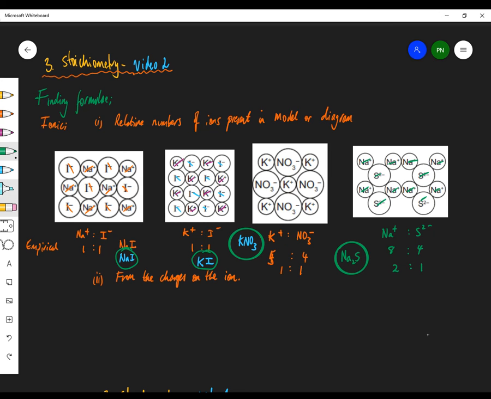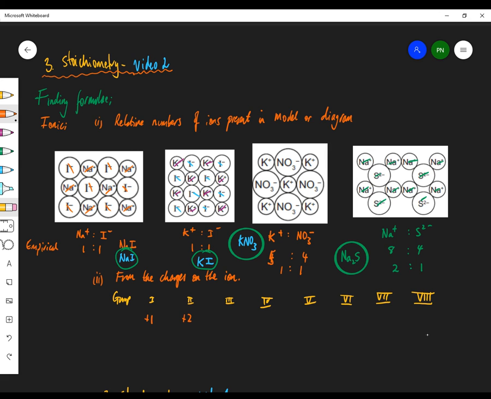Now the way we do this is we look at the group number. Group 1, 2, 3, 4, 5, 6, 7, and group 8 or group 0. If you're in group 1, you have 1 electron in your outer shell. That means you're going to lose 1, so your ions are going to have a charge of +1. If you're in group 2, you have 2 electrons in the outer shell, and you're going to lose 2 electrons, so you're going to be +2.